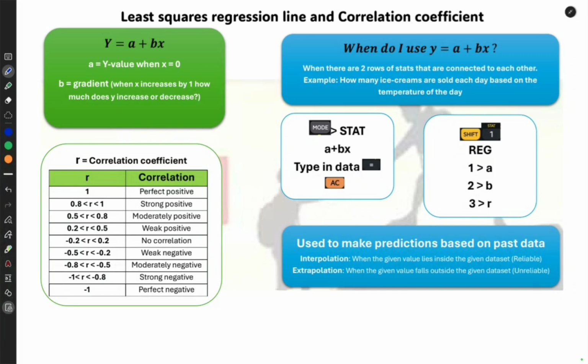Now why do we use grade 12 stats? It's used to make predictions based on past data. If you look at the weather on TV, they make predictions, but they use data sets from the past to make their predictions as accurate as possible. Let's do a few examples, and I will come back to these concepts again so it can make sense.